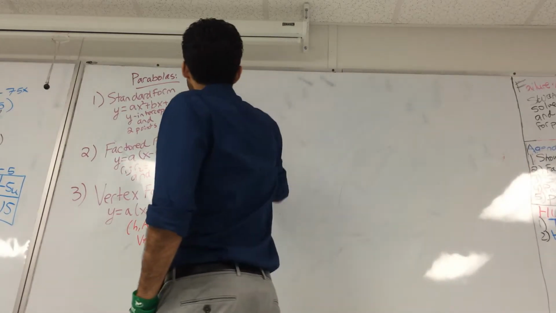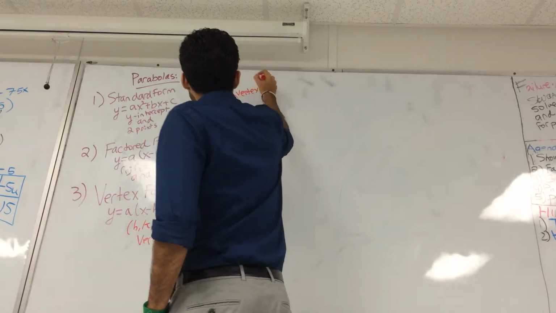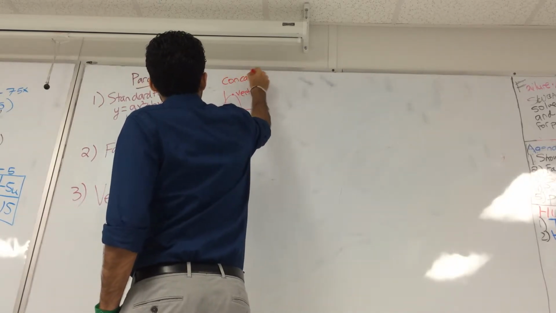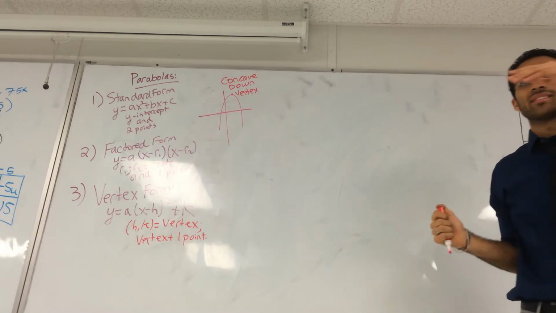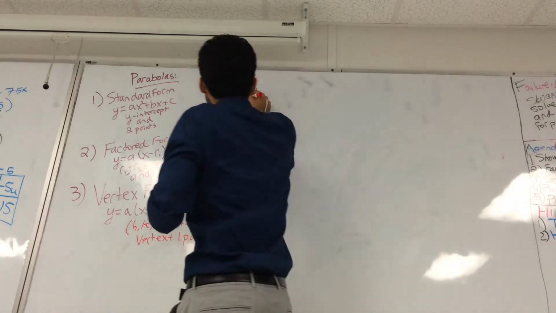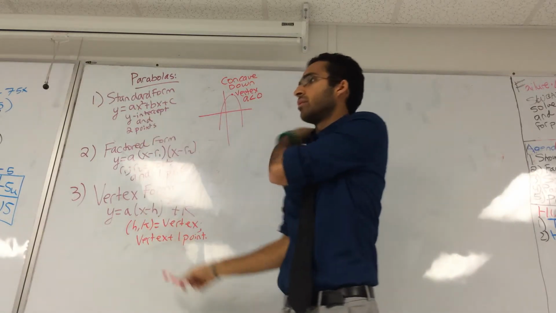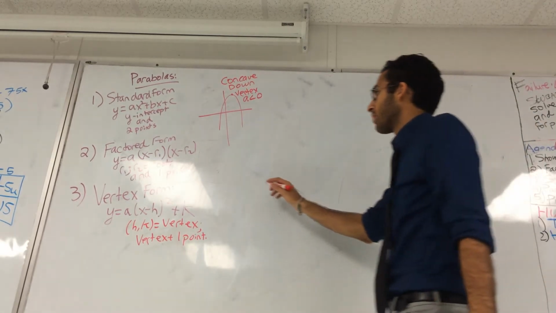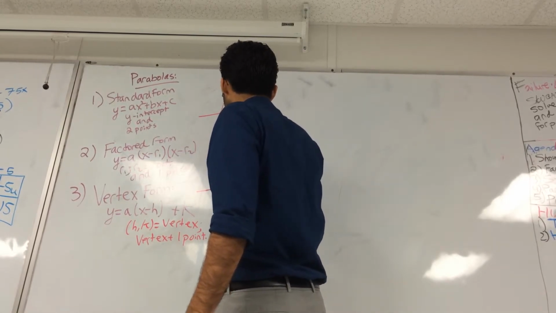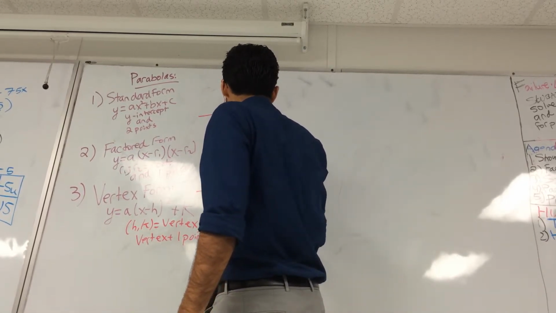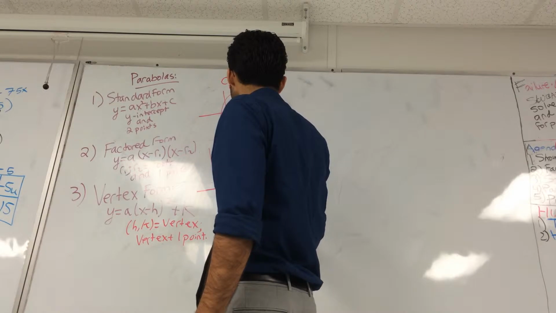Vertex, we mean the following. Here's a parabola. There's the vertex. This is concave down. Concave down means the parabola opens downwards. The only time a parabola will be concave down is if a is less than 0. A is this number out here in front. I could also have a parabola that is concave up. Concave up is when a is greater than 0, and this is the vertex again.